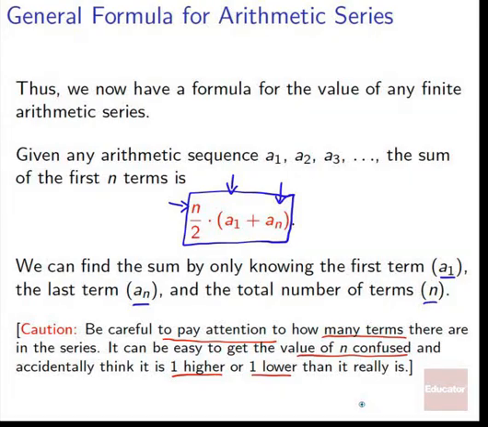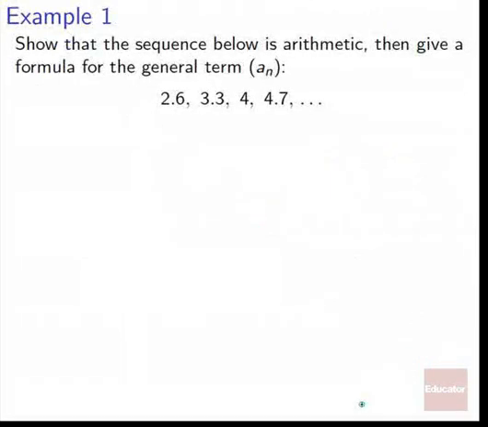If you start at 5 and count your way up to 27, how many things did you just say out loud? We'll see what we're talking about there as we work through the examples. All right, let's see some examples. Show that the sequence below is arithmetic, then give a formula for the general term an.